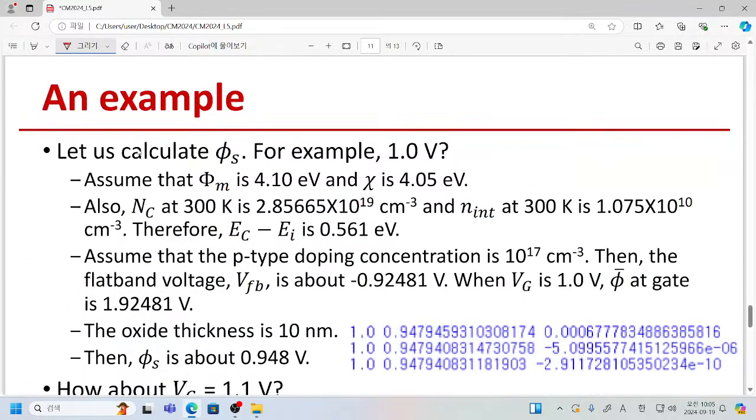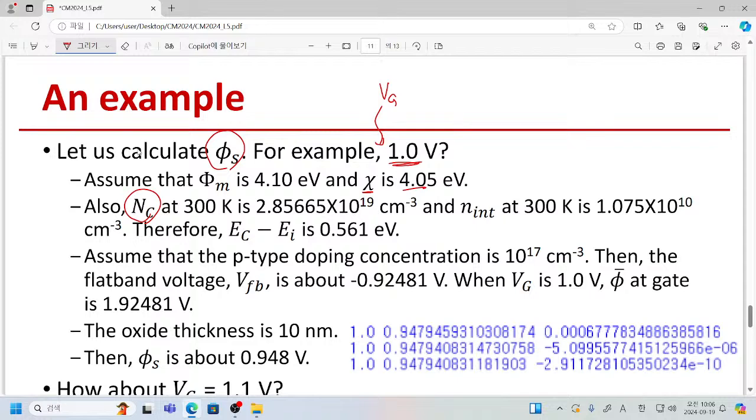Let's try to calculate surface potential. For example, what does it mean, 1.0 volt? It means that when the gate voltage is equal to 1.0 volt, please try to calculate phi sub s. Assume that your metal work function is 4.1 eV, the electron affinity is given as 4.05 eV, and also NC, the effective density of states of the conduction band, is given, and the intrinsic carrier density.